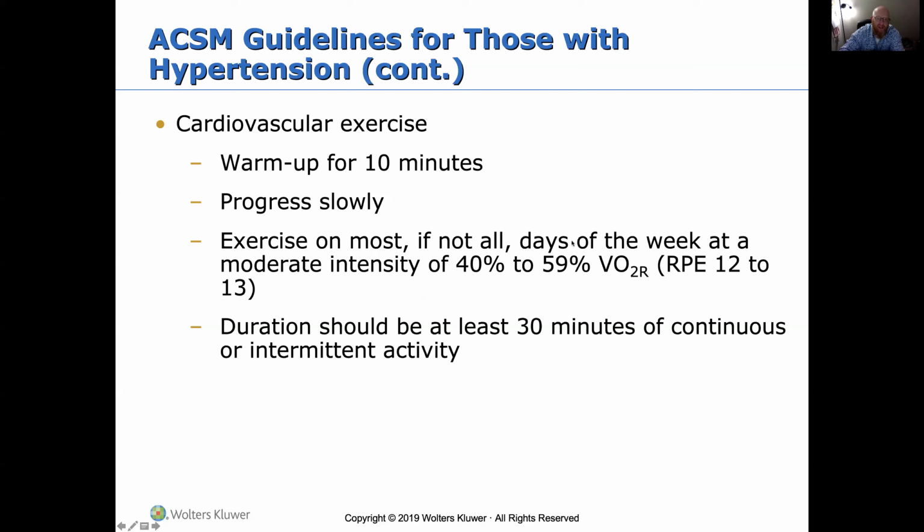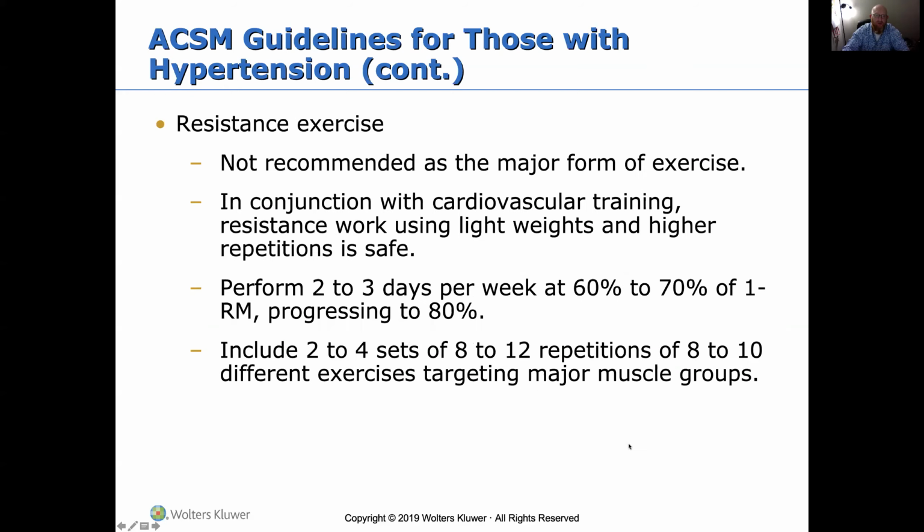Progress slowly. Exercise on most, if not all, days of the week at a moderate intensity. We're talking about a rating of perceived exertion of 12 to 13. You need to do at least 30 minutes of continuous or intermittent activity. As far as resistance exercise, it's not really recommended as the major form of exercise for people with hypertension. You want to do it in conjunction with cardiovascular training. Do resistance work with light weights and higher reps. That's the safest. Higher weight and lower reps is going to be more prone to raise blood pressure.